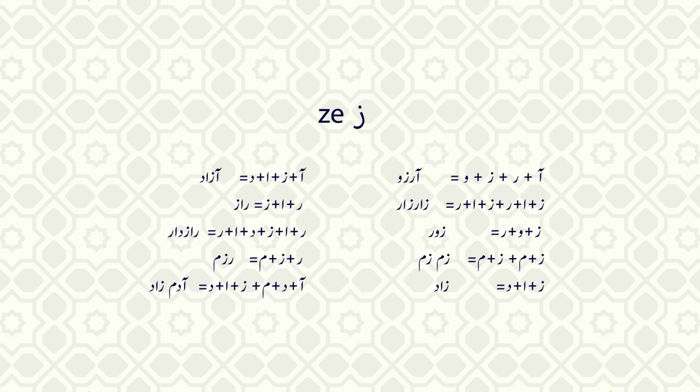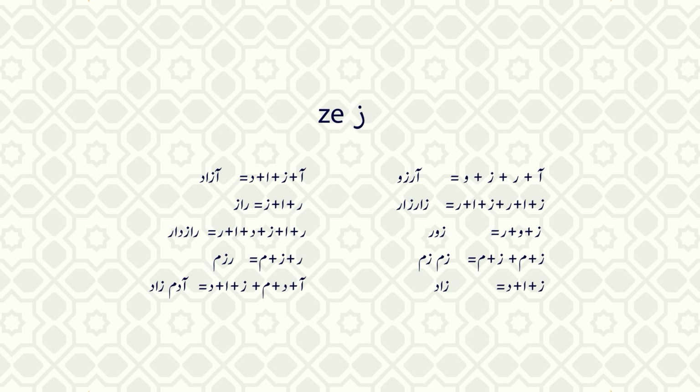Zad, in disconnected form and in connected form, no difference between the two forms. Whether they are disconnected, they will be written the same way. When they are connected, they will be written the same way. Azad, in disconnected form, Azad. In connected form, same. Raz in disconnected form, Raz in connected form.